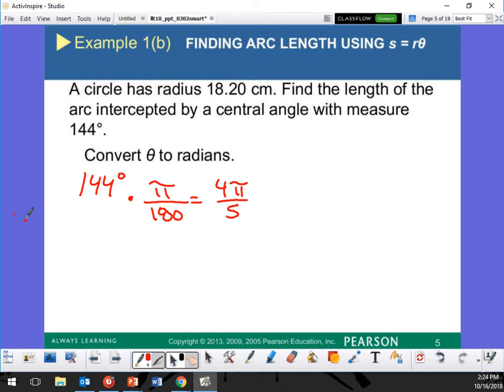Wow, that was good. All right, so now we're trying to find the arc length, right? So it's going to be S equals r theta. What's r in this case?